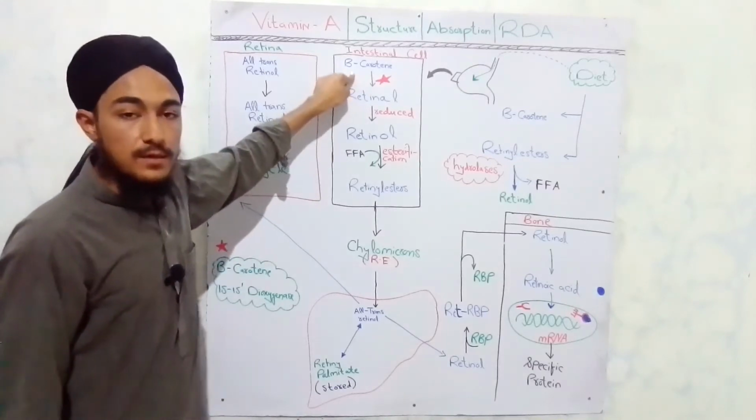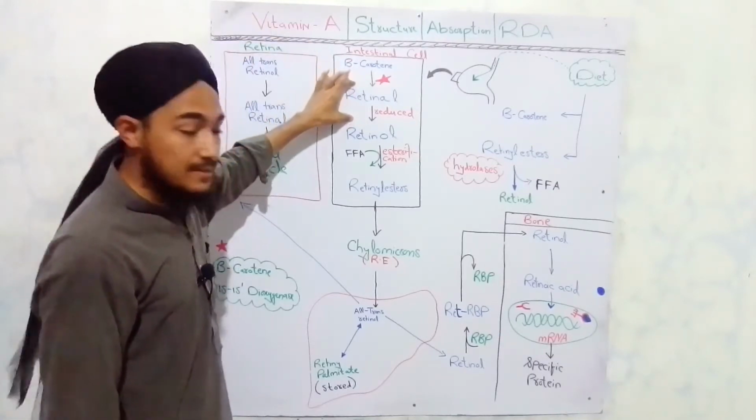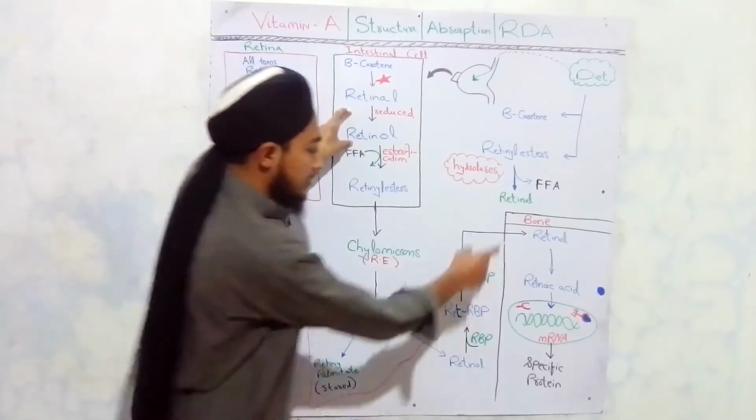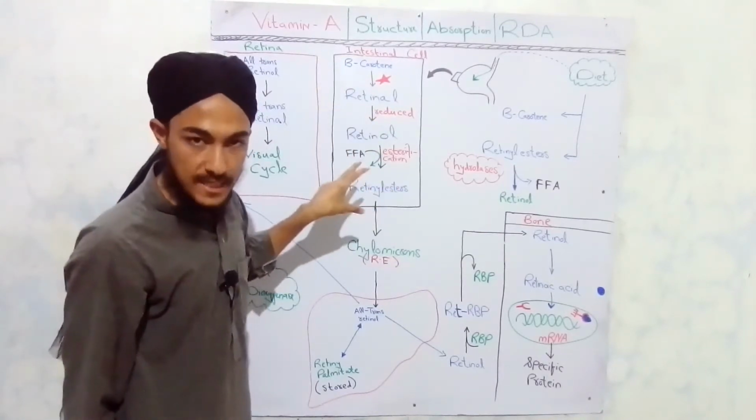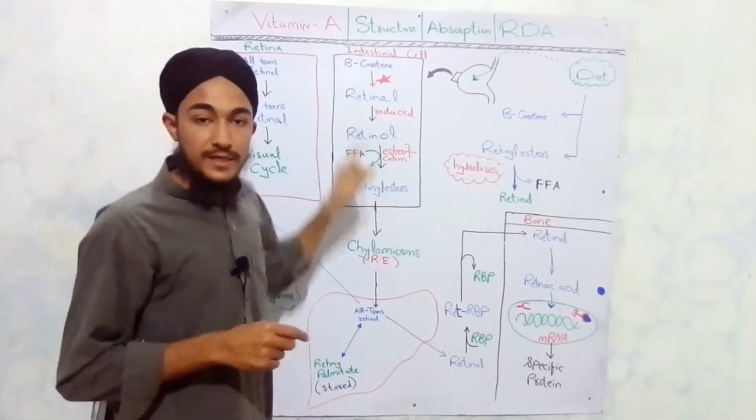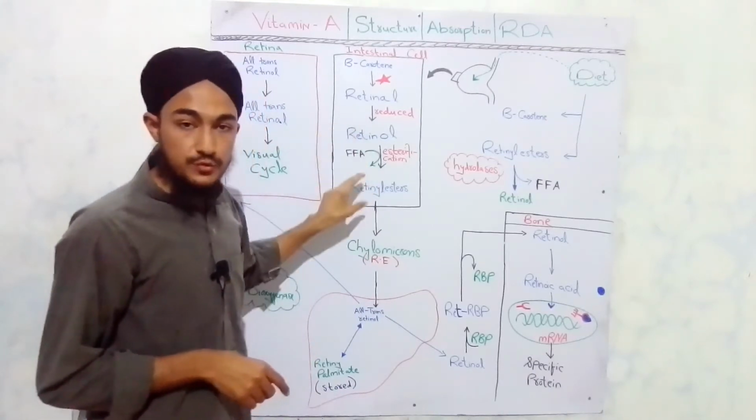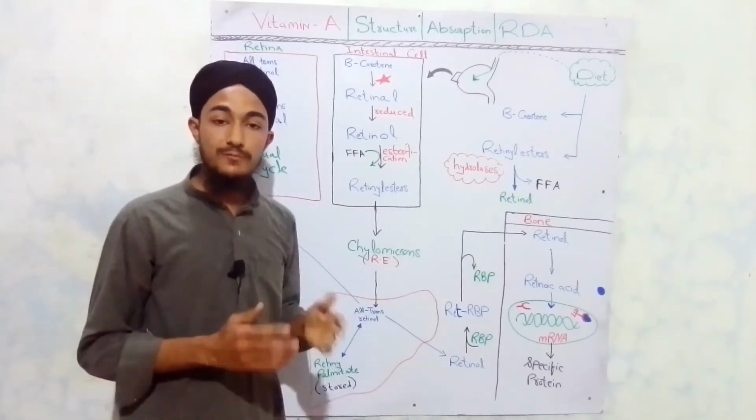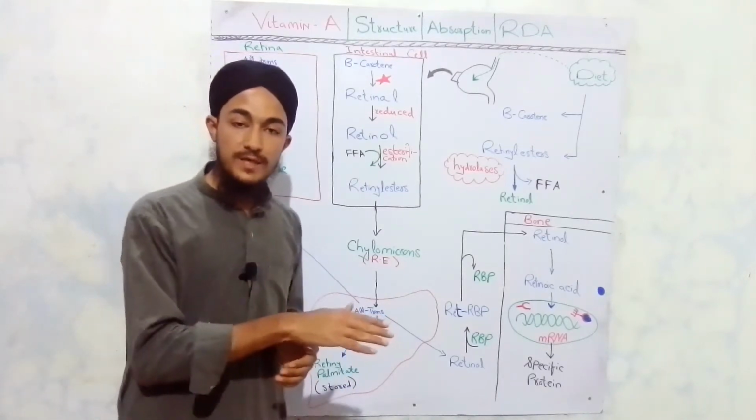This beta carotene is cleaved to retinal, the aldehyde form of vitamin A, and then this retinal will get reduced to retinol, the alcoholic form of vitamin A. Here also that is the retinol. Then in the intestinal mucosal cell, this retinol will get esterified. It means that this retinol will get attached with a free fatty acid again, and will be converted into retinol esters again.